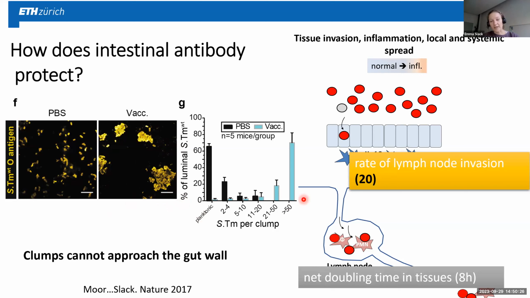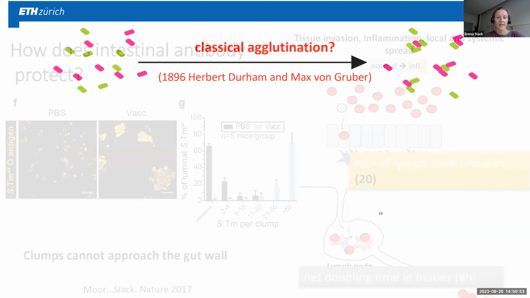And if you sort of do the calculations based on the assumption that only the planktonic bacteria can invade into the intestine, into the intestinal tissues, then the magnitude of the effect that we get by aggregation is more than sufficient to explain this phenotype. So maybe it's not the only thing that the IgA is doing, but for sure it's a big enough effect just aggregating the bacteria together to explain the extent of protection we see by vaccination.